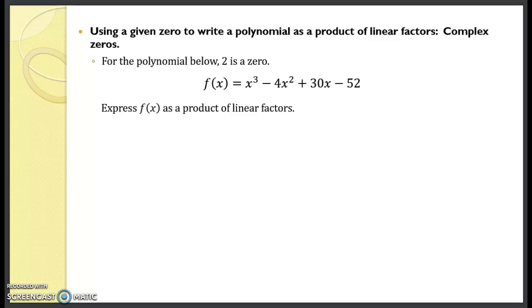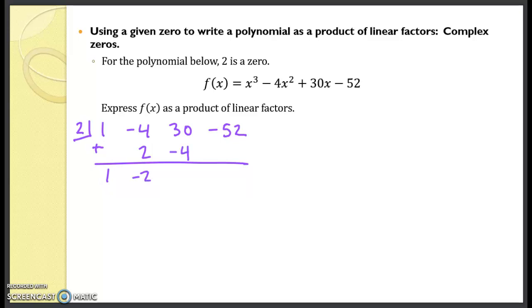Well, I know that 2 is a zero. So that means if I do synthetic division on this, I should get 0 as a remainder, thanks to the remainder theorem. So bring down the 1. 1 times 2 is 2. Negative 4 plus 2 is negative 2. Negative 2 times 2 is negative 4. 30 plus negative 4 is 26. 26 times 2 is 52, and I do get 0 as my remainder.